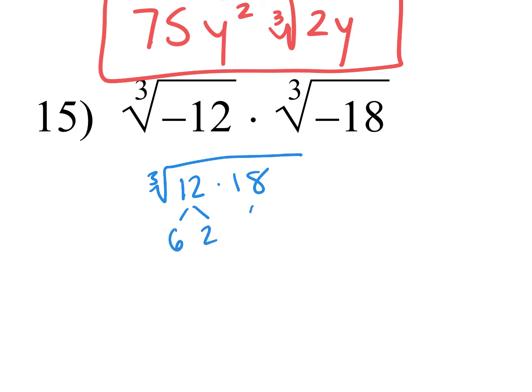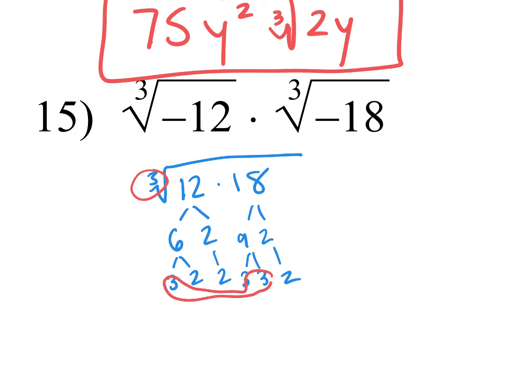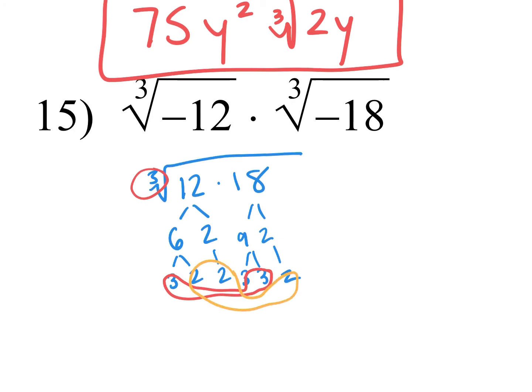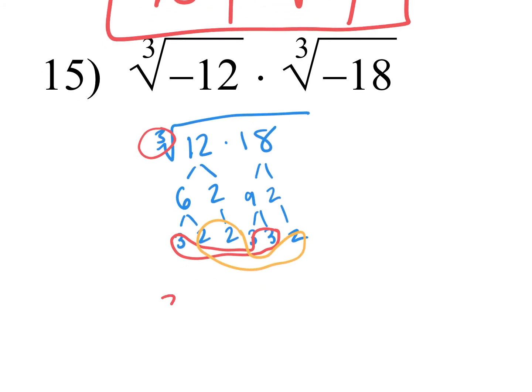6 and 2. What are 2 factors of 18? 9 and 2. And 2 factors of 6? And 2 factors of 9. So I circle groups of what here? Groups of 3. So I have 3 3s and 3 2s. So what comes to the outside? 3 times 2. What stays on the inside? Nothing. So it's 3 times 2.